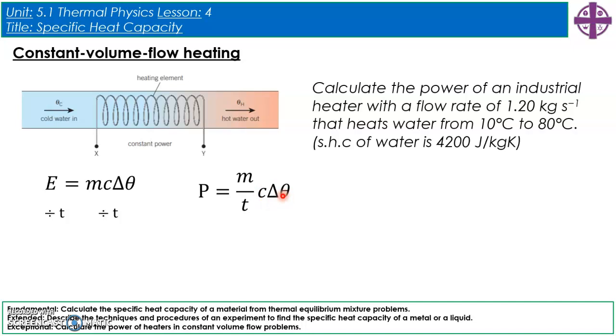So as a question to try, can you calculate the power of an industrial heater when there is a mass flow rate of 1.20 kilograms per second that heats water from 10 degrees Celsius to 80 degrees Celsius? And the specific heat capacity of water is 4,200. So just pause the video now and give that question a go. And you should have got a power, to the nearest two significant figures, of 350,000 watts. 350,000 watts.